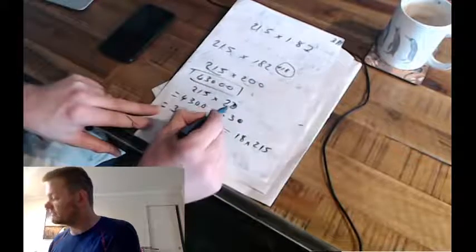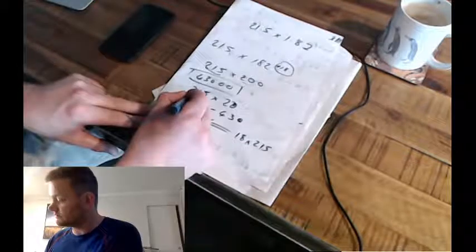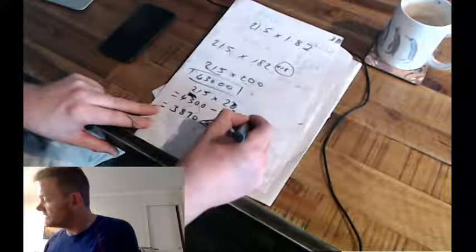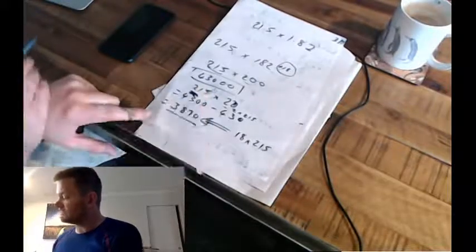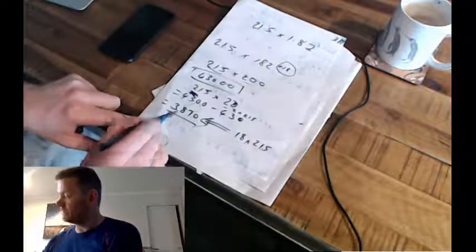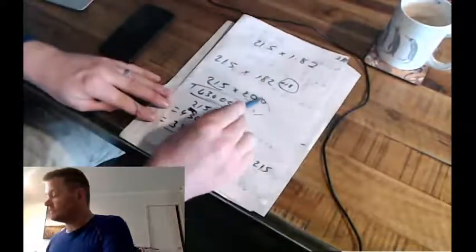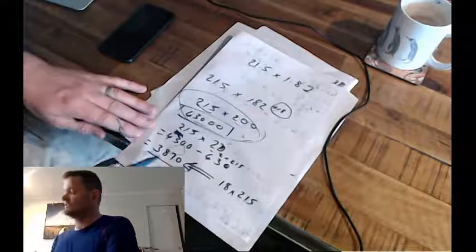I started by going 20 times 215, take away 2 times 215. I should have written that 20 times. Oh, I did write that. Take away 2 times 215. And 215 times 2 is quite simple. So that leaves me with this answer. So now I need to come up to my 43,000 and I need to take away 3,870. 43,000, which is this number, because we timesed it by 200, and I'm going to subtract the 18 that I added to make 200, which is 3,870.